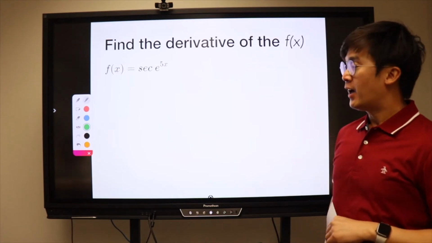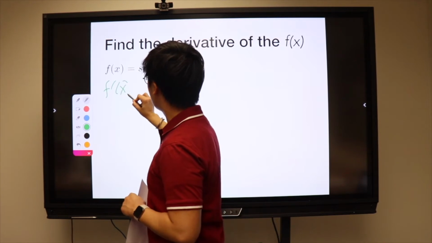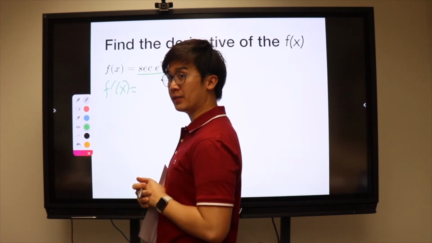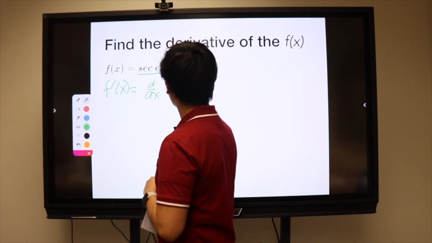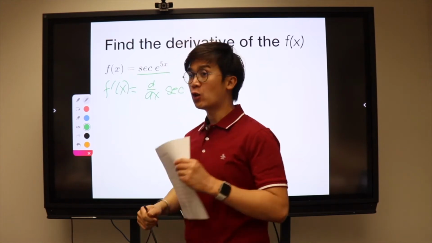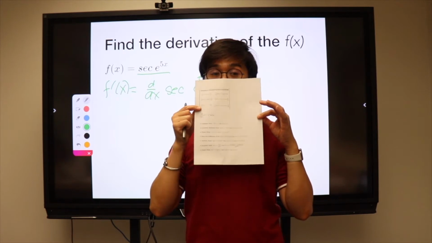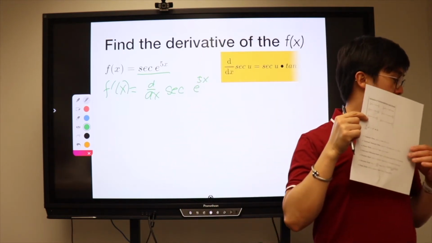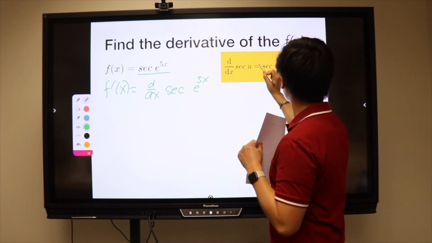So we're finding f prime of x. And what is f prime of x? The derivative of this. So let's write it down. d dx of secant e to the 5x. Which formula are you going to be focusing on in this formula sheet? The derivative of secant u. And the derivative of secant u is this.